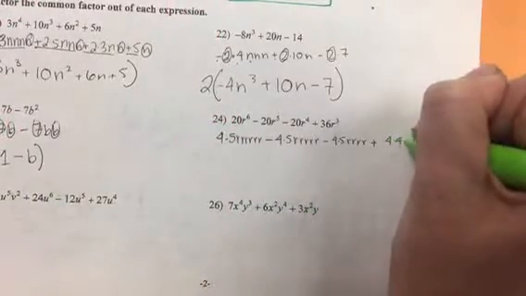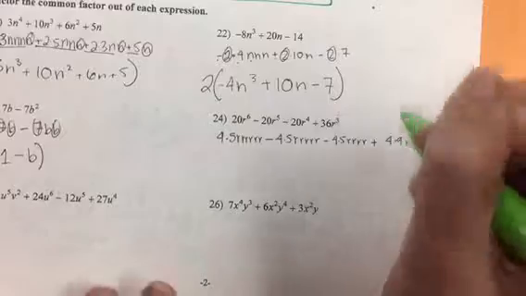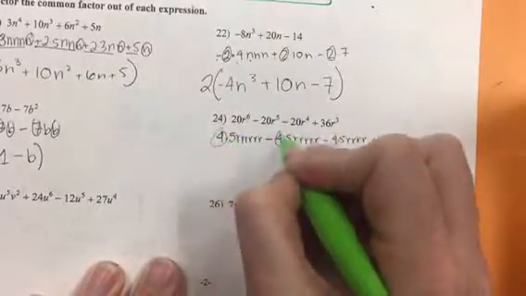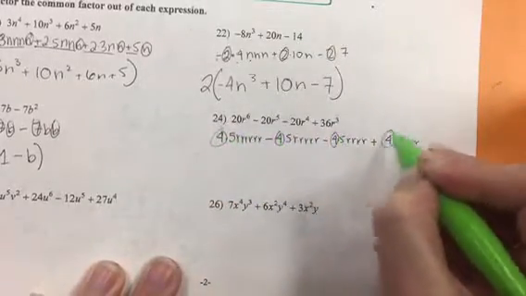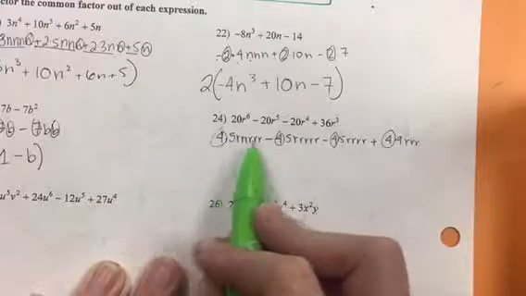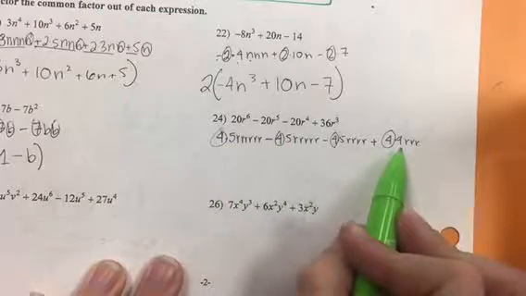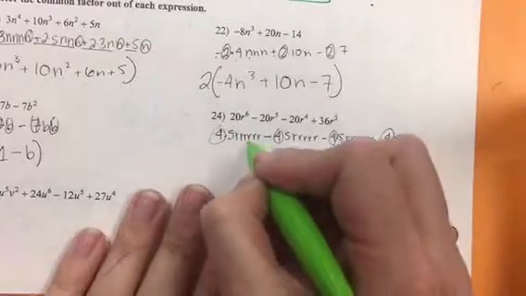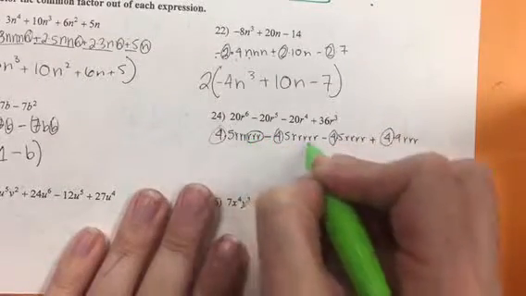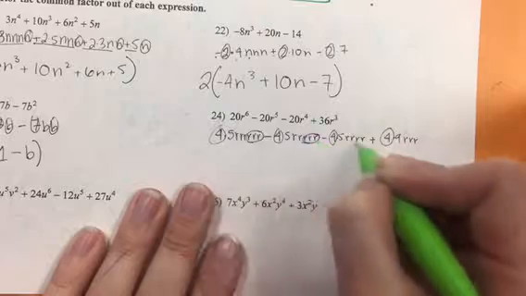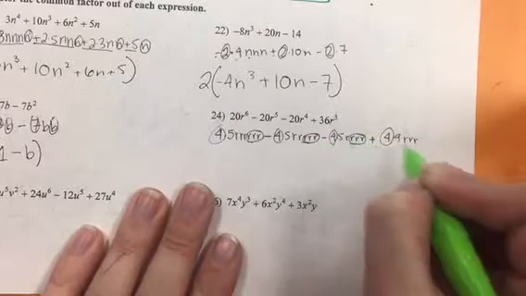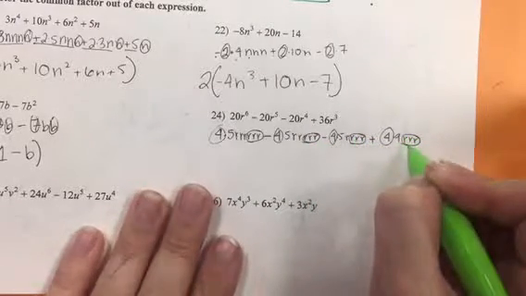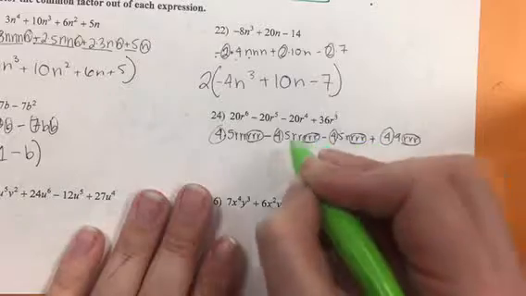Four times 9, 1, 2, 3. We can take out the 4s. Now some of us would want to go through and circle the 5s, but this last term does not have a 5, so I can't circle them. But I can circle my r's, and I can circle a total of 3 because that's the minimum amount that I have. So I can circle 3 r's.